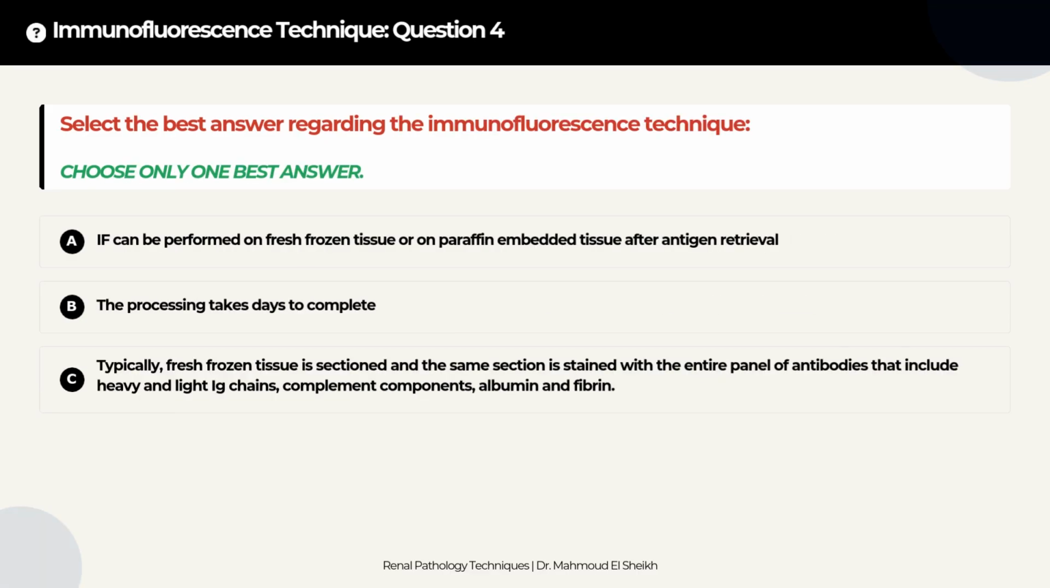Then select the best answer regarding the immunofluorescence technique. A. Immunofluorescence can be performed on fresh frozen tissue or on paraffin-embedded tissue after antigen retrieval. B. The processing takes days to complete. C. Typically, fresh frozen tissue is sectioned and the same section is stained with the entire panel of antibodies that include heavy and light immunoglobulin chains, complement components, albumin, and fibrin.